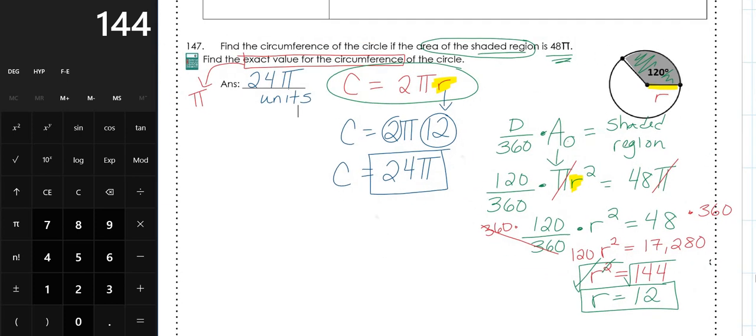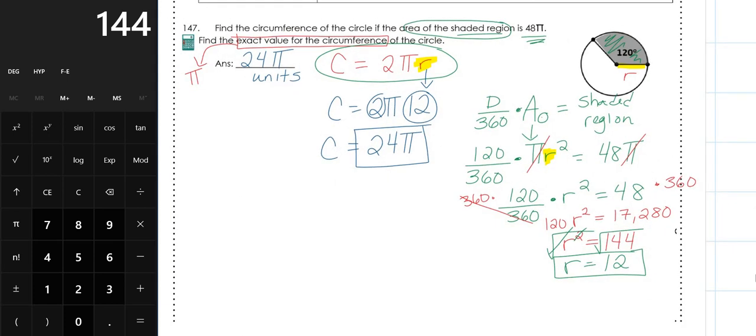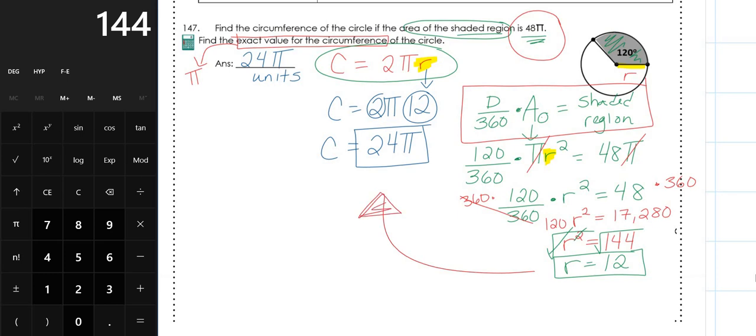Now to recap, what happened? We wanted to get circumference, so we wanted to use the 2 pi r formula, but we didn't have the radius. Instead, we had to grab the shaded region, 48 pi, write down the formula that would have given us 48 pi, work it backwards, and solve for r. Then we were ready to go ahead and plug in. Okay, let's go on to the last question on this page.